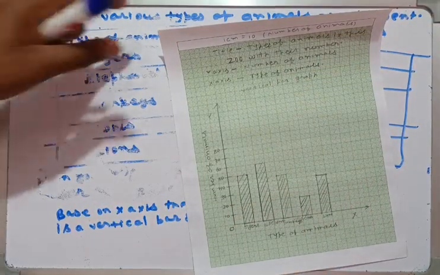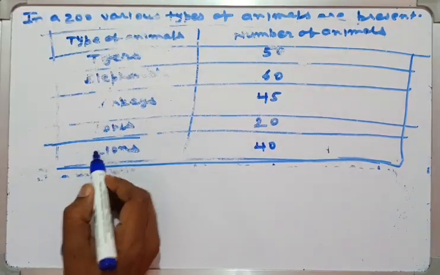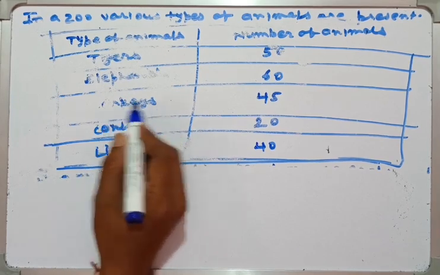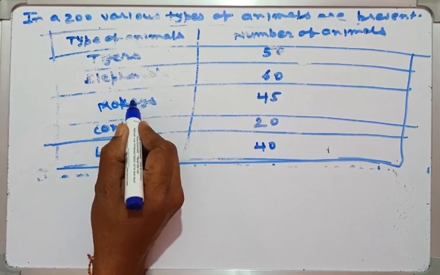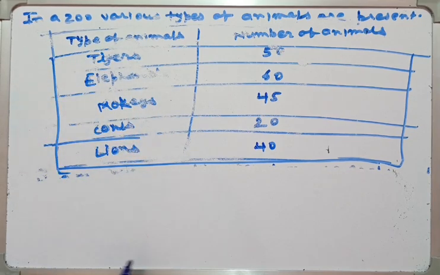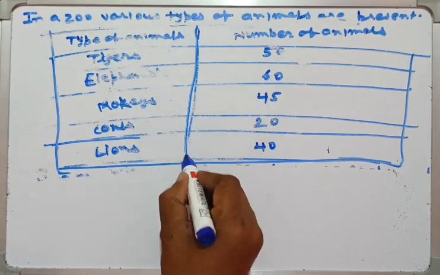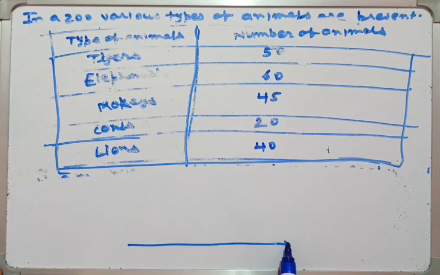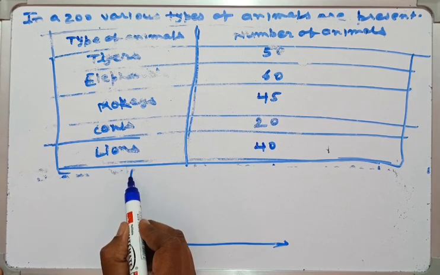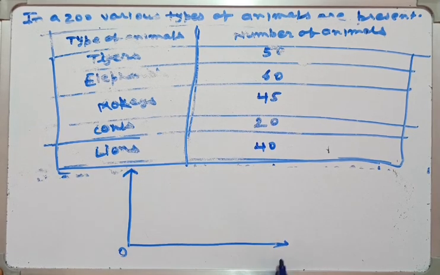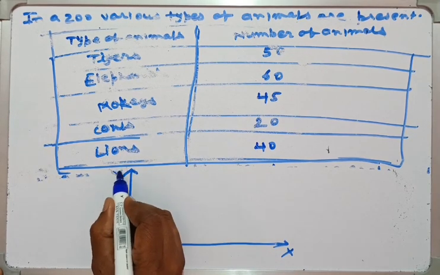Okay guys, next we will see a horizontal bar graph. See here, these are the cows, these lions and these monkeys, this one is elephant, this one is tigers. Now what will you do when you don't have graph paper? So how could you represent this? See, I am representing a horizontal bar graph on simple paper. So this one is the x-axis, this one is the y-axis.